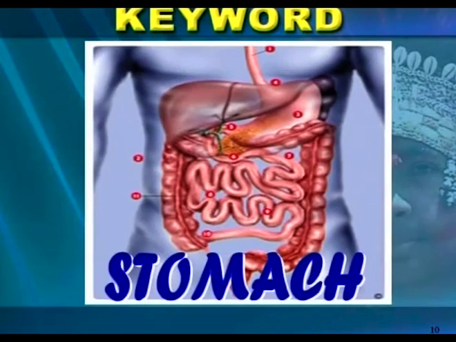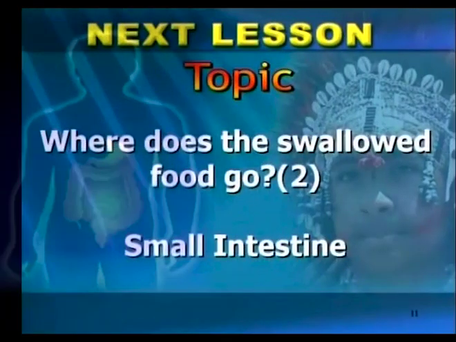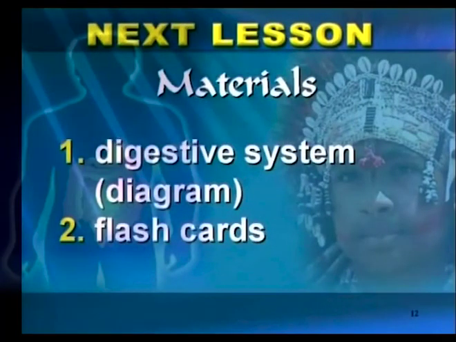Our next topic will be on where does this swallowed food go? Second lesson, number 2, and small intestine. The materials needed for that lesson will have the digestive system diagram or human digestive system diagram and flashcards.